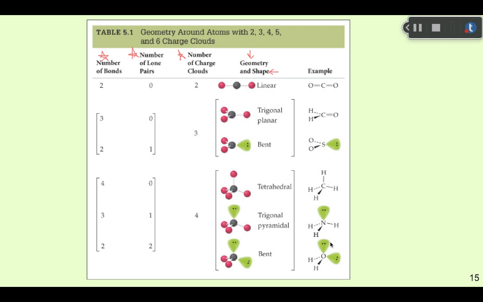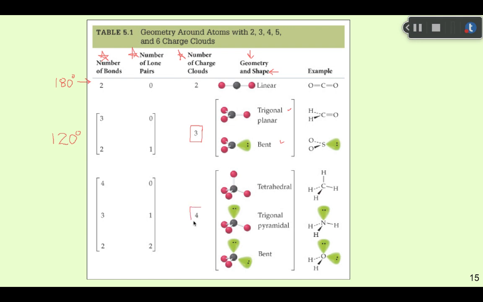Various examples are shown here. All of the ones in this list are ones we've looked at. So recall then that whenever you have 2 bonds and no lone pairs, the angle is going to be 180 degrees. That's what we call it when it's linear. When we have a total of 3 charged clouds, whether it's all bonds and no lone pairs or 2 bonds and a lone pair, the electron cloud geometry is going to be around 120 degrees. We can have either trigonal planar or bent geometries based on that bond angle.